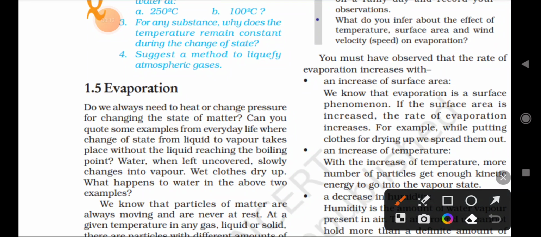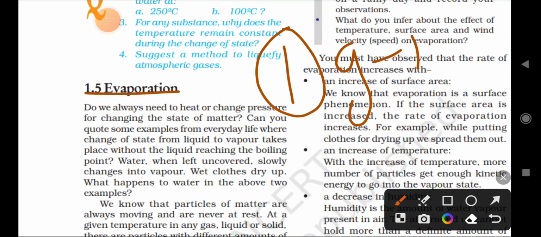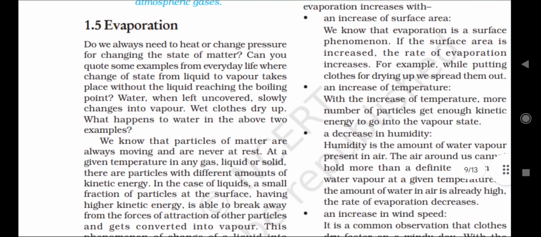Okay, next topic is evaporation. From previous classes we discussed that we can change the states of matter from one state to another by different methods, and we can also change gases into a liquid state by applying pressure and reducing the temperature, right? That is the information about the last topic. The next topic comes here, evaporation.